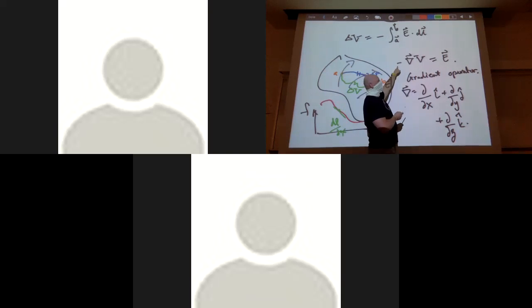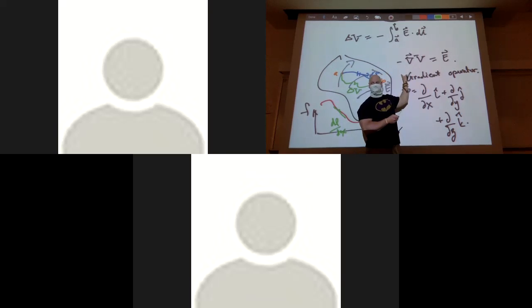Furthermore, the negative sign here tells me the direction of the electric field points from high potential to low potential, which is something we already knew because we know that the high potential is the positive plate, the low potential is the negative plate. We know the electric field points from the positive to the negative. Okay with this?